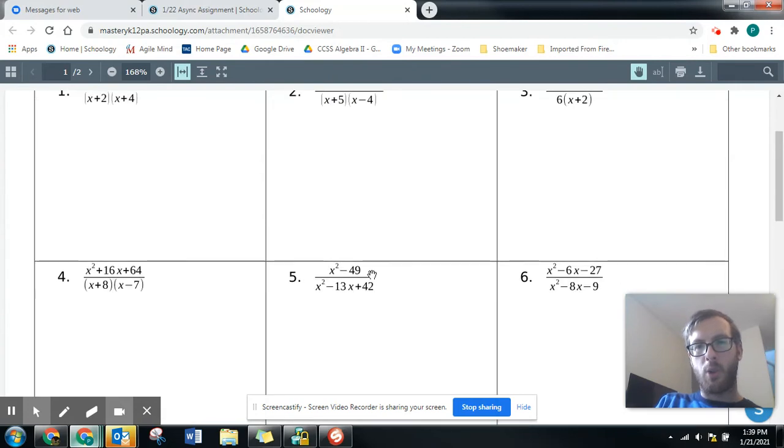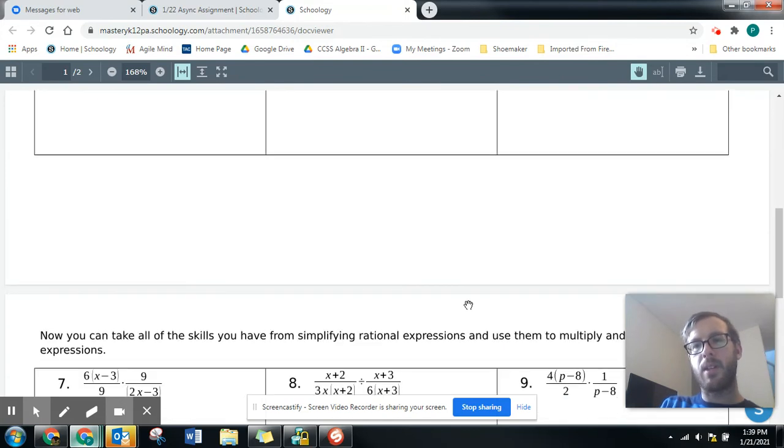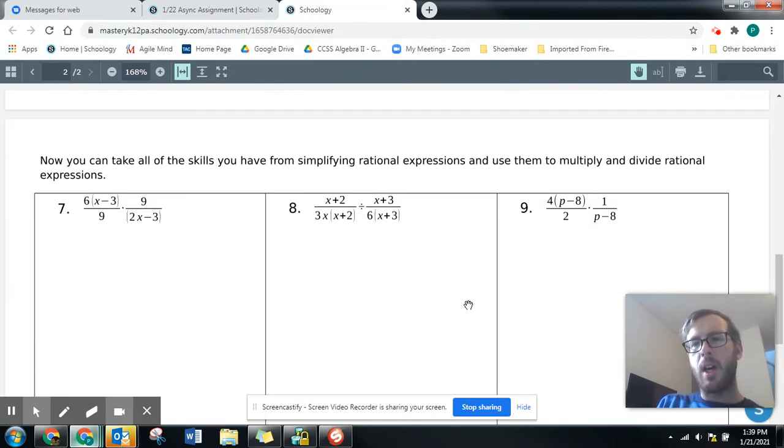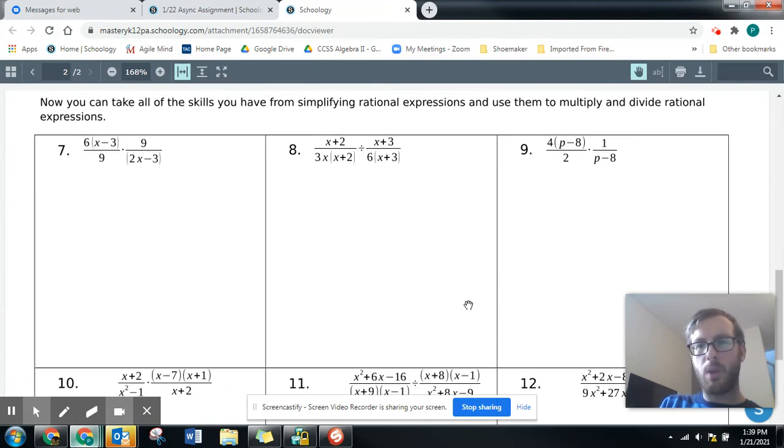So you can see there's a couple more where you have to factor both of them. You'll need to factor both the numerator and the denominator in 5 and 6 in order to fully simplify. Next, we can work on what we did today, which was multiplying and dividing these types of fractions.